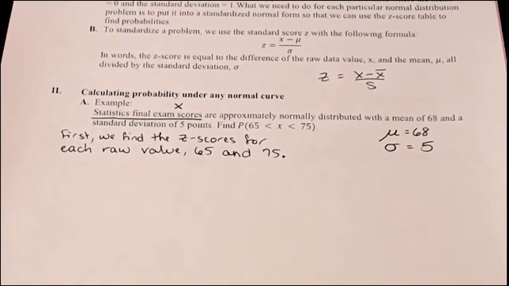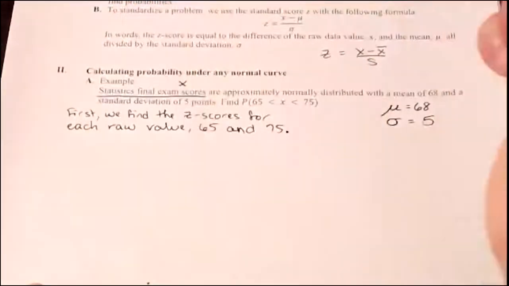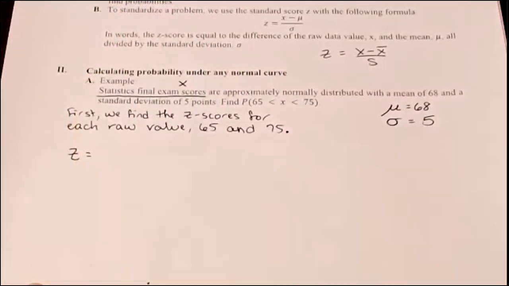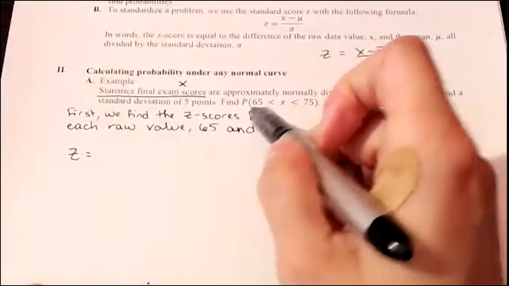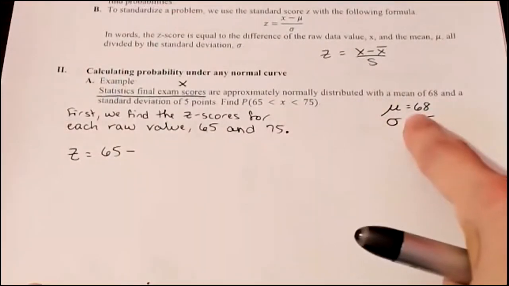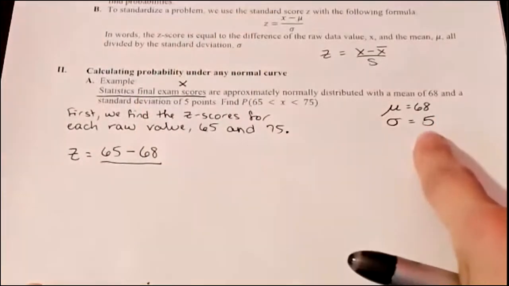And I'm writing this in steps so that when you try these problems on your own, you can look back and say, okay, this is what we did first, and then et cetera, et cetera. So our first raw value is going to be 65. So that means we have no idea what z is. We do know that x, according to the formula that comes before the mean, in this case is going to be 65. We subtract the mean, which is 68. And we divide it by the standard deviation, which is 5.